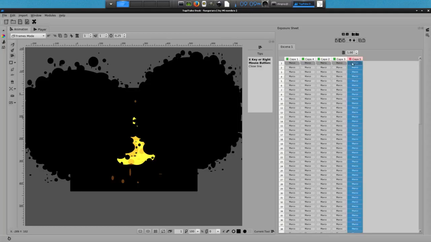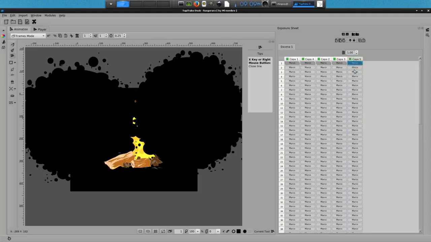Finally, in the fifth layer, he drew a group of woods to cover the base of the fire, to make it more realistic. And that's it! The flame of the wood fire becomes alive.